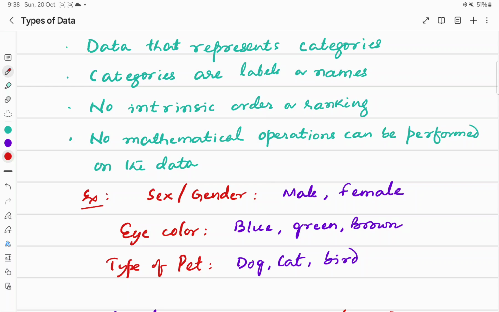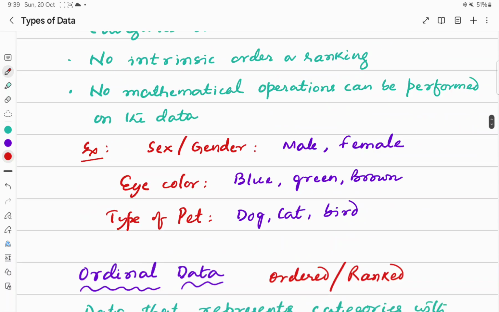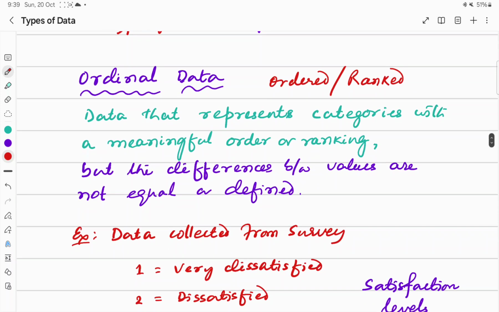Suppose there is data on type of pet. Some have dogs, some have cats, some have birds. So in this case, there is no intrinsic order or ranking possible. No mathematical operations can be performed. So this type of data is called nominal data or categorical data. The second type of data is ordinal data.